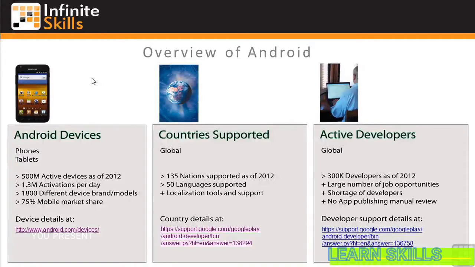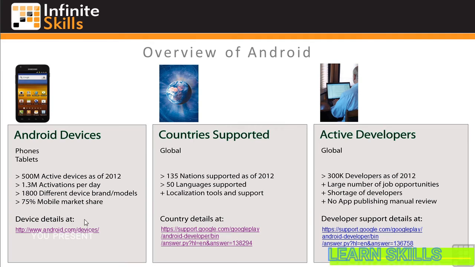In this lesson, we'll take a bird's-eye look at Android. And since this is a course about application development, we'll view it from a developer's perspective. Let's first look at the devices that will run your apps. They represent your customer base, and the stats are impressive. As of 2012, there are over 500 million active devices. There are over 1.3 million activations per day, and over 1,800 different device brands and models. And Android has just over 75% of the mobile market share.